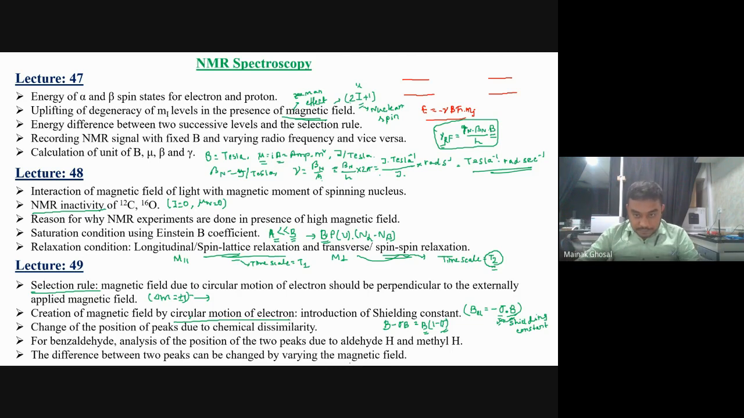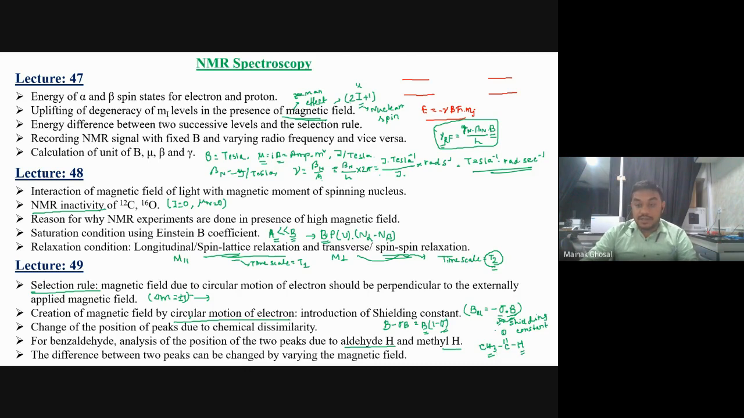Okay. And it was also very well explained using aldehyde hydrogen and methyl hydrogen. Suppose I am writing CH3CHO. So here two kinds of protons are there. One is CH3, another is the aldehyde one. Should they have the same frequency in the NMR? No. Why will they not?